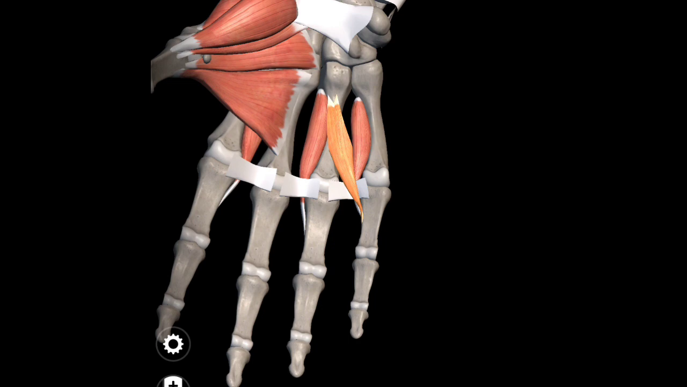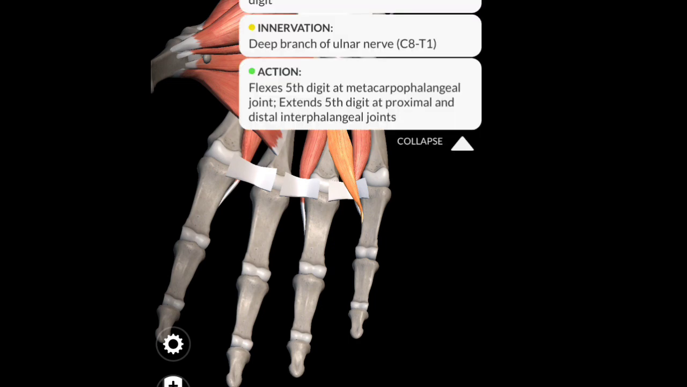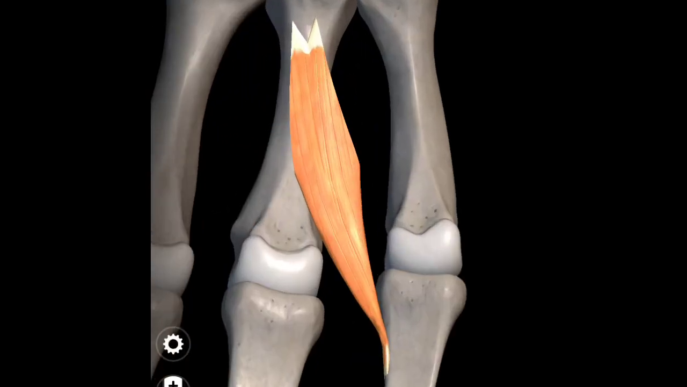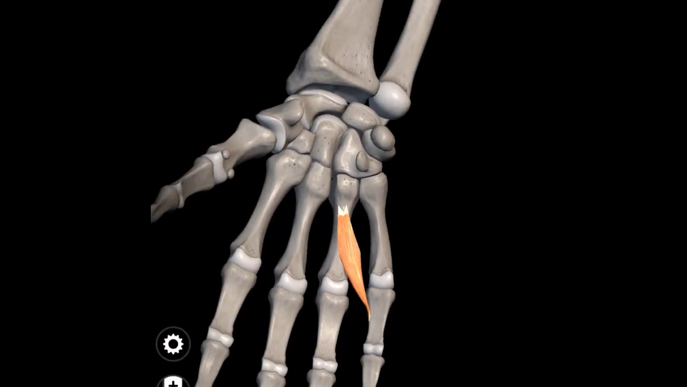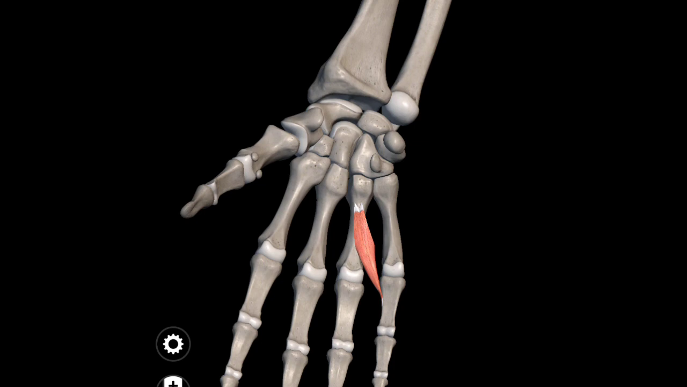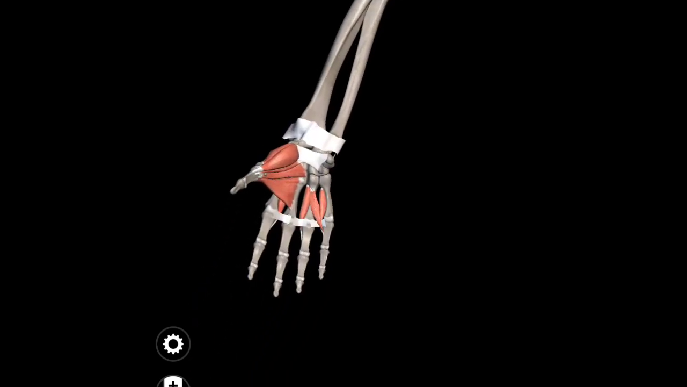So the next thing is the lumbricals. Okay, this is the deep branch of the ulnar nerve. This muscle is the lumbrical, and this is supplied by the deep branch of the ulnar nerve.